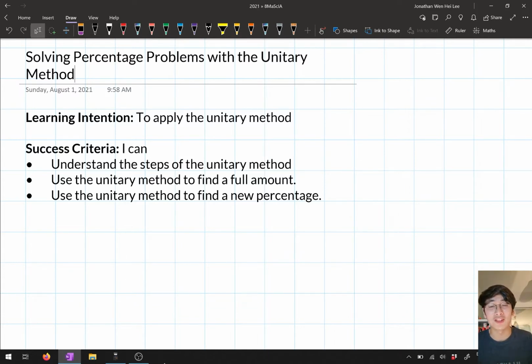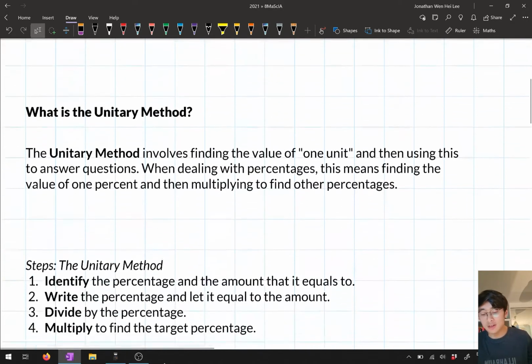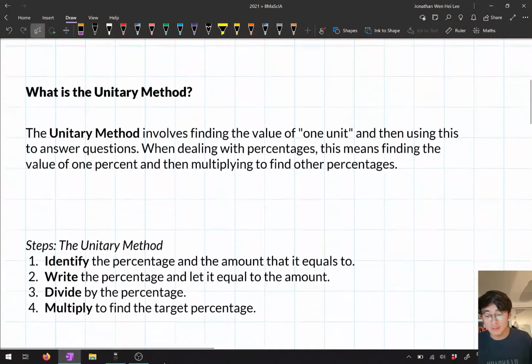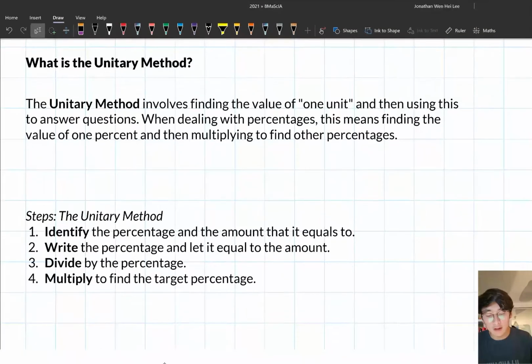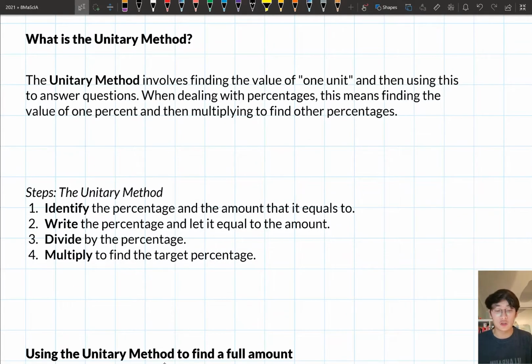So let's have a look at what the unitary method is. Now, what is the unitary method? The unitary method involves finding the value of one unit and then using this to answer questions. When dealing with percentages, this means finding the value of 1% and then multiplying to find other percentages.